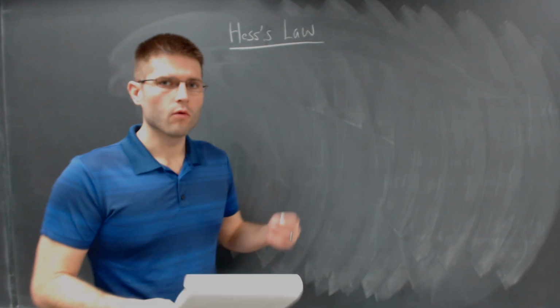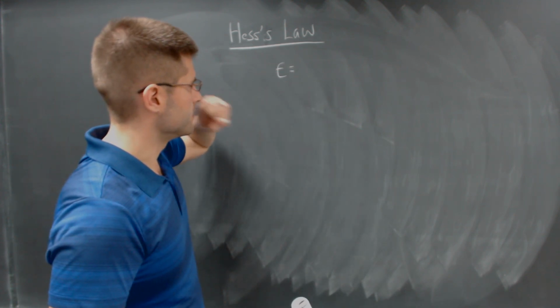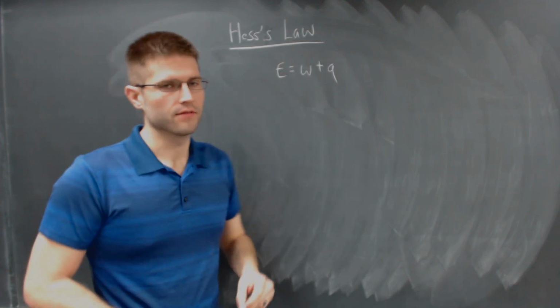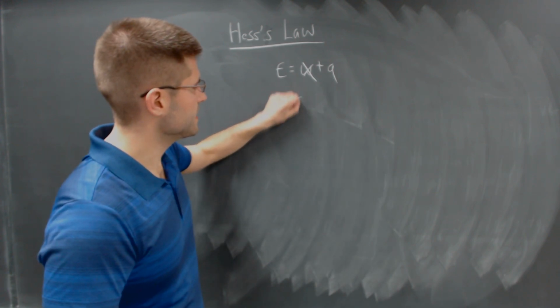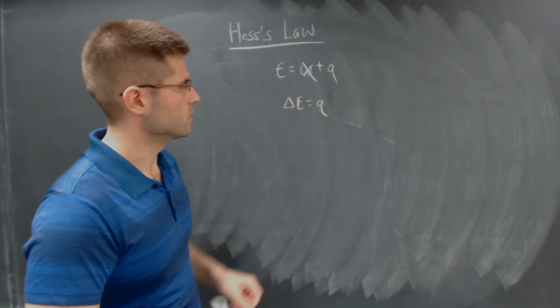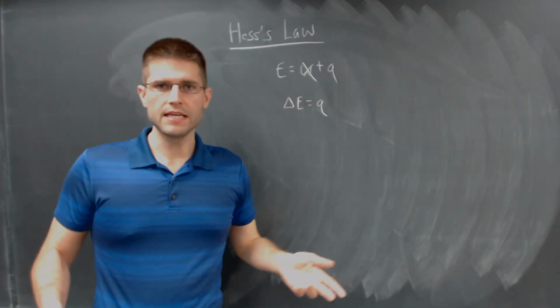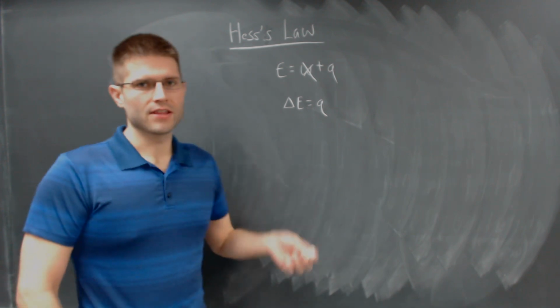Now what we've already talked about is that E, the energy of the system, is equal to the work plus the heat of the system. But we've canceled the work out, so we can say that delta E is equal to Q. Okay? So our energy change is going to be equal to the heat either absorbed or released by the system. Great. Now what is enthalpy?